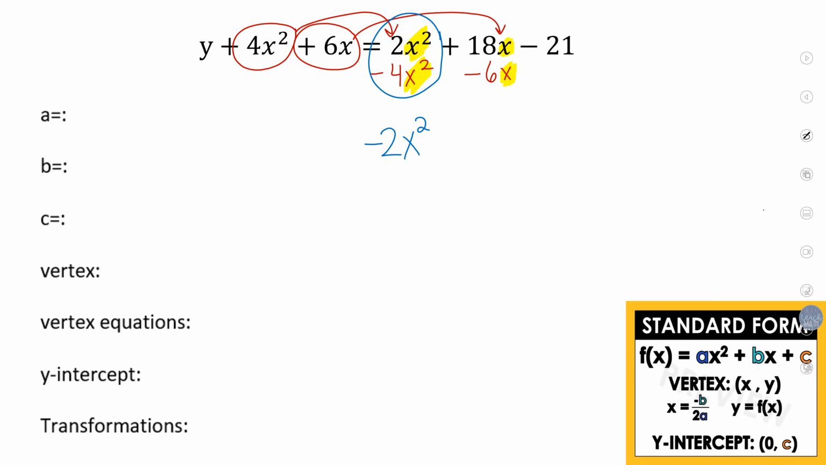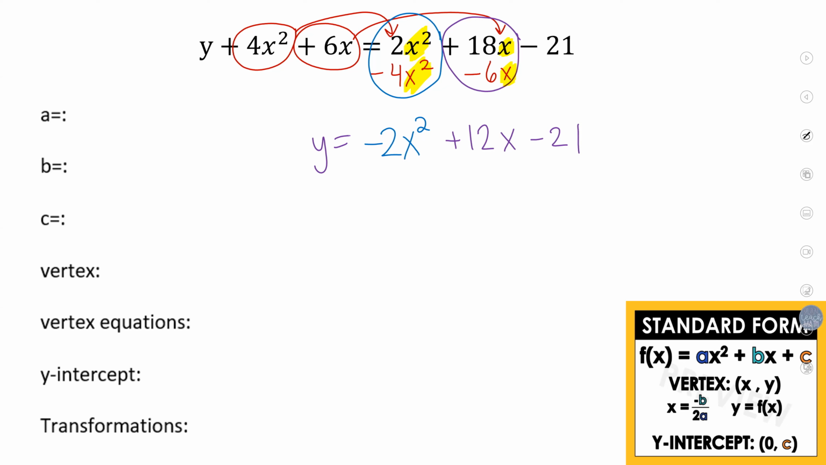Let's do the next one. What is 18 minus 6? 12. So this will become 12x. And there's only one number here, so I'll just leave it like that. So this is my new problem. Y equals negative 2x squared plus 12x minus 21. Now it is in standard form.